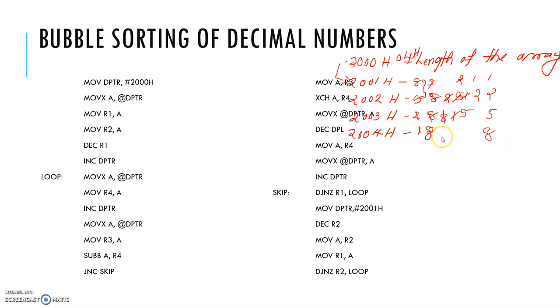Now you have the largest number 8 in the location 2004. So next time you need to do the iterations only three times, that is between the first 3 locations, and that is the R2 value that is moved to R1, and decrement and jump till R2 becomes 0. So the loop will execute 4 times.